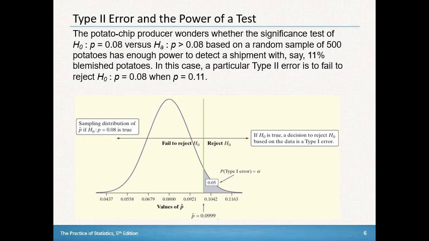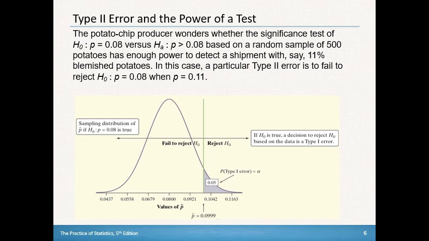And if we're going to talk about power, we have to say, okay, some alternative p-value. So we really hope that none of the truckloads have a blemish rate above 8%, right? That's what the manufacturer is hoping for. But now we want to know, well, let's say that the blemish rate comes in at 11%. Of course, we won't know this, right? It's not like it's labeled on the side of the truck. So if it comes in at 11%, we actually hope that we would reject that truckload of potatoes.